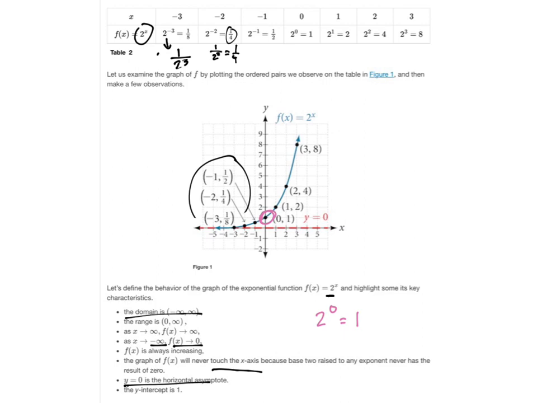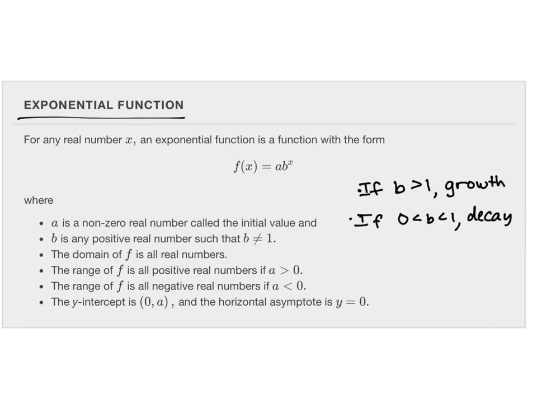Anything to the 0 power is 1. 8 to the 0 power is 1. k to the 0 power is 1. Your shoe to the 0 power is 1. So you can see that unless there's an a term in front of the b term right here, it's going to cross through (0, 1).